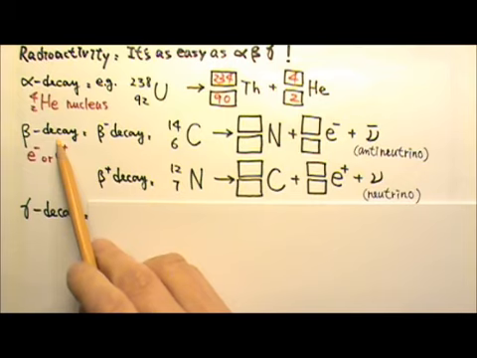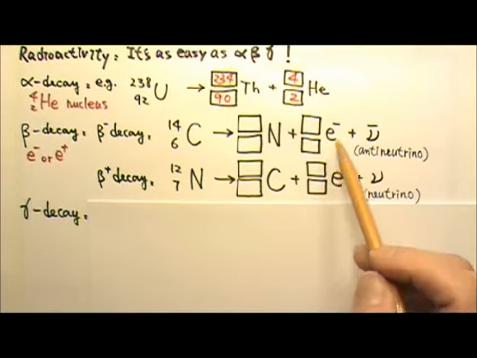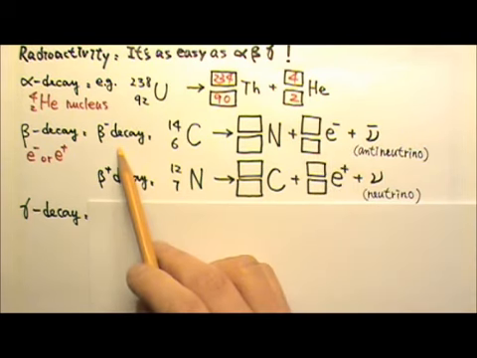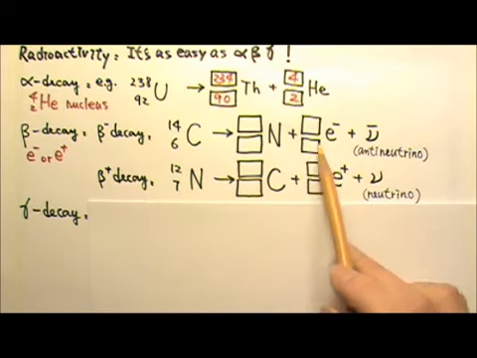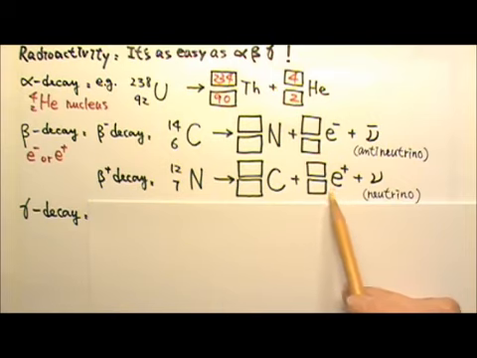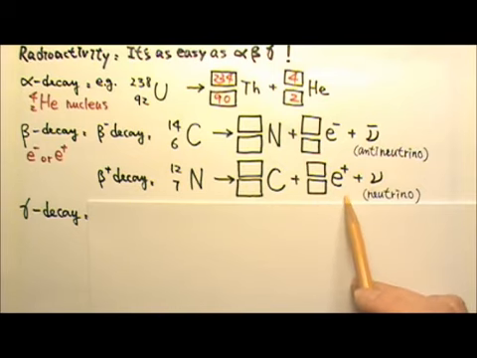Beta decay. A beta particle is either an electron or a positron. If the decay gives off an electron, it is called a negative beta decay. When negative beta decay happens, an antineutrino is also produced. If the decay gives off a positron, it is called a positive beta decay. When positive beta decay happens, a neutrino is also produced.